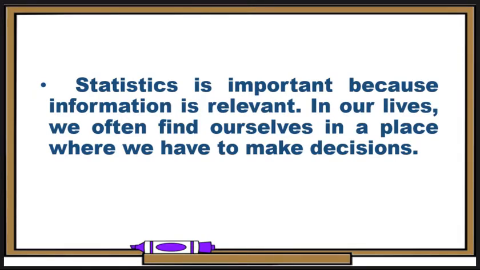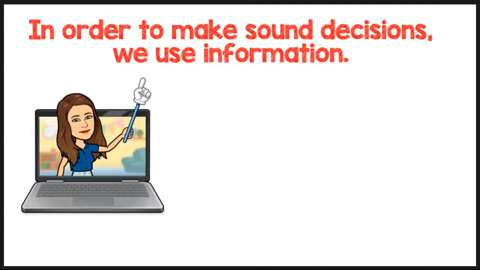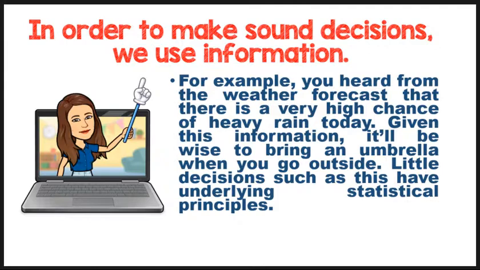In our lives, we often find ourselves in a place where we have to make decisions. And how do we make sound decisions? We use information. Let's have this as an example. You heard from the weather forecast that there is a very high chance of heavy rain today. Given this information, it'll be wise to bring an umbrella when you go outside. Tama? And little decisions such as this have underlying statistical principles.